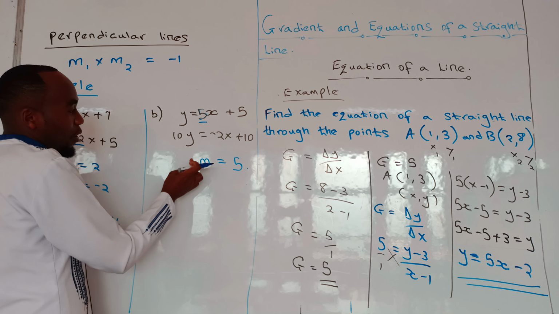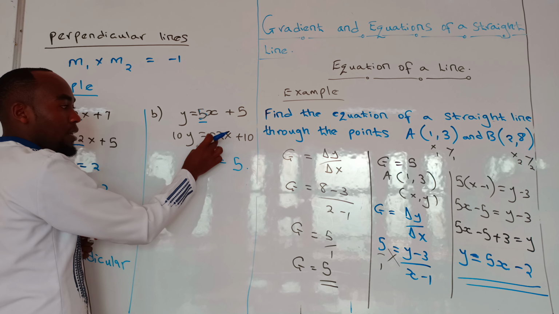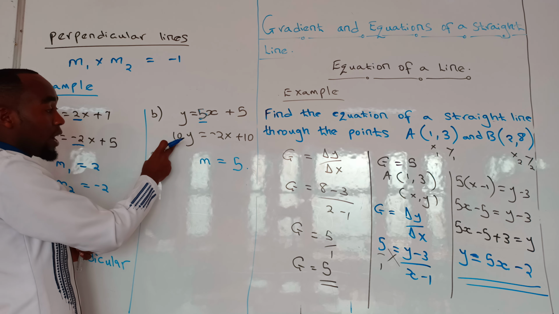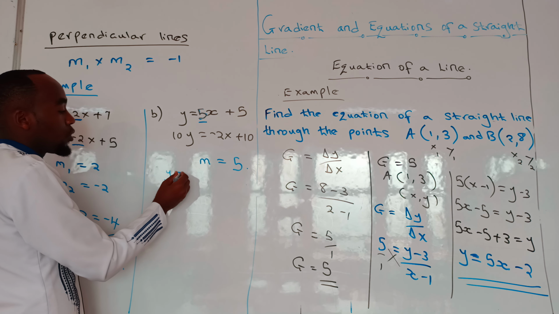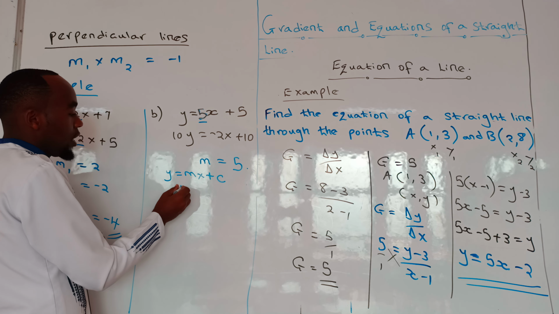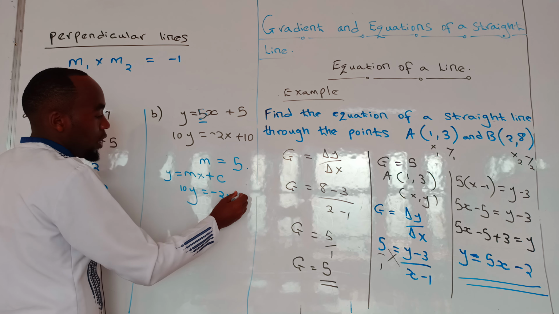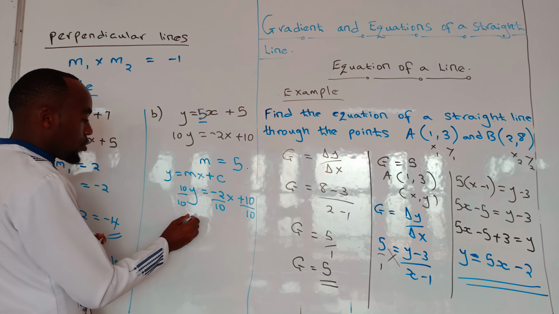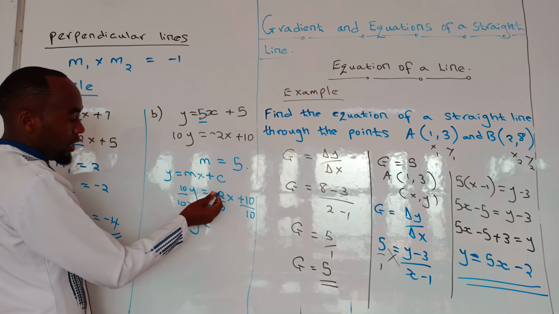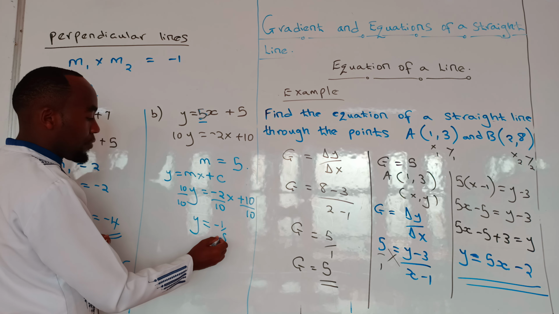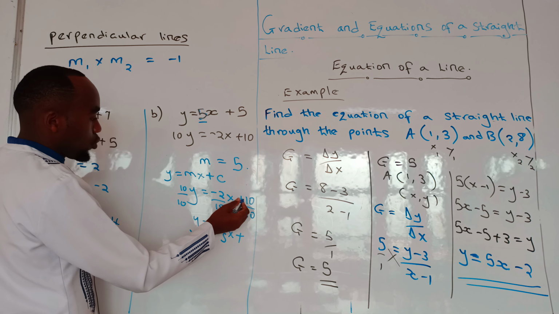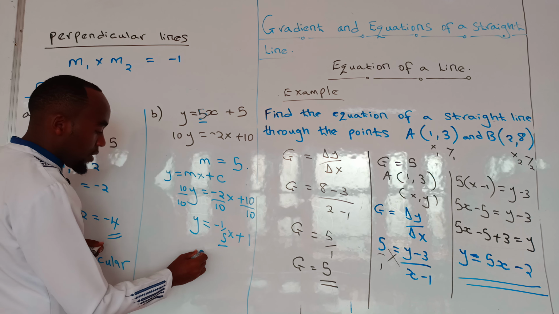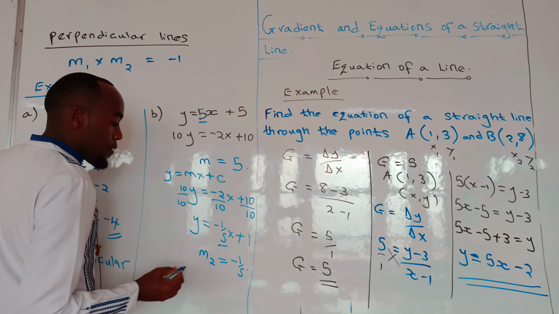What about m2? Here, we can't conclude that -2 is m2, because the coefficient of y is 10. Therefore, we have to rewrite this equation in the form y equals mx plus c. So 10y equals -2x plus 10. We divide by 10 throughout, so that y equals -2 over 10, which is -1 over 5 x, plus 10 divided by 10, which is 1. Therefore, the gradient m2 is -1 over 5.